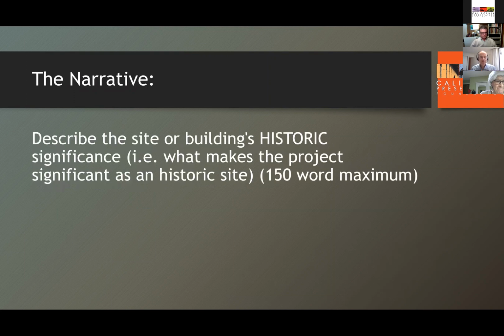And we would like you to describe the building's historic significance, i.e. what makes it significant so that it's on one of these registers. This isn't asking you what you did to the project to make it significant. It's really asking why is it being submitted for a California Preservation Foundation Design Award as opposed to, for example, an AIA award. We're looking for projects that are starting with a historic building or site.